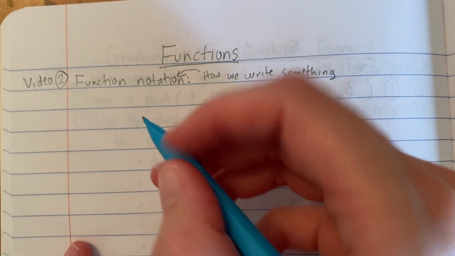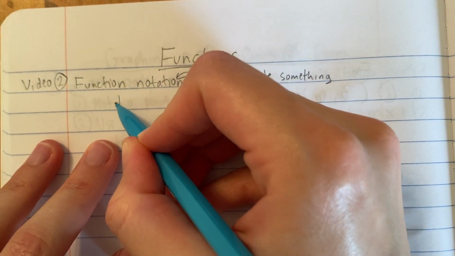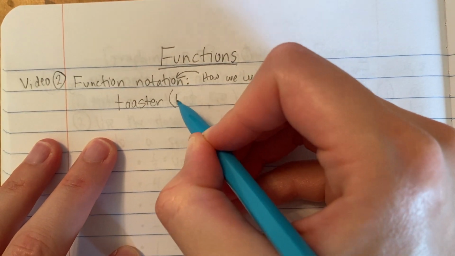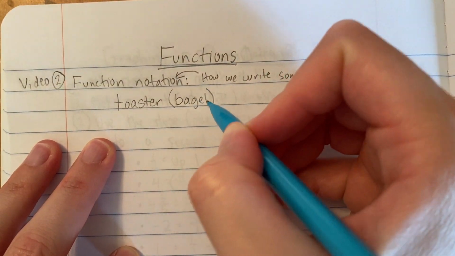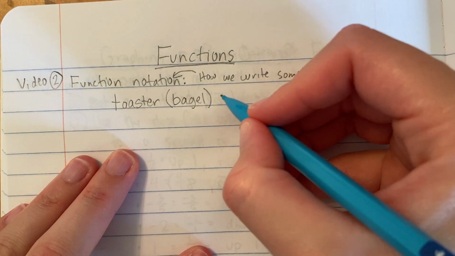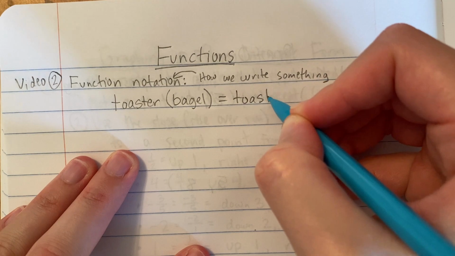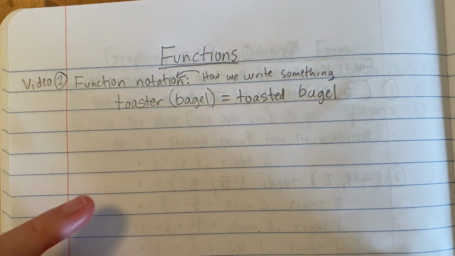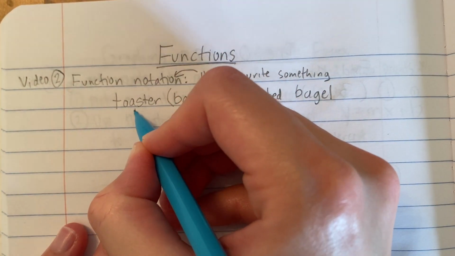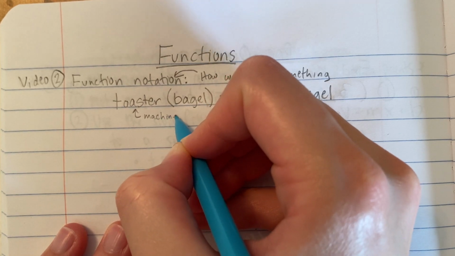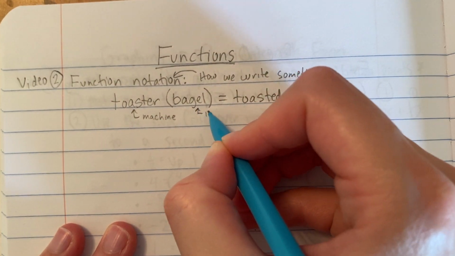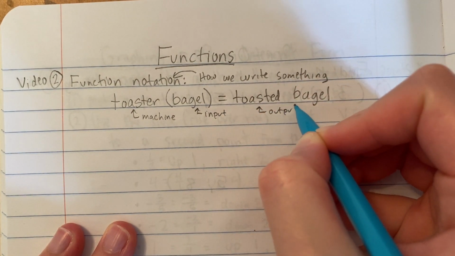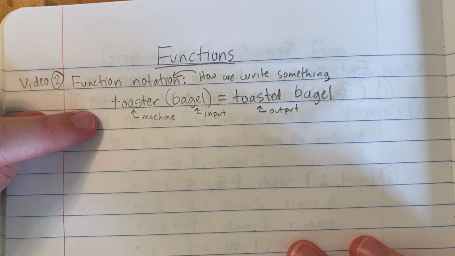So here is how a function works. Let's say you have a toaster and you put a bagel in it. What comes out? A toasted bagel. Okay, this is how functions are written. There's a machine. In this case, it's a toaster. There's an input. There's something you put into the machine. And then there's an output. There's something that comes out of this machine. This is how function notation works.